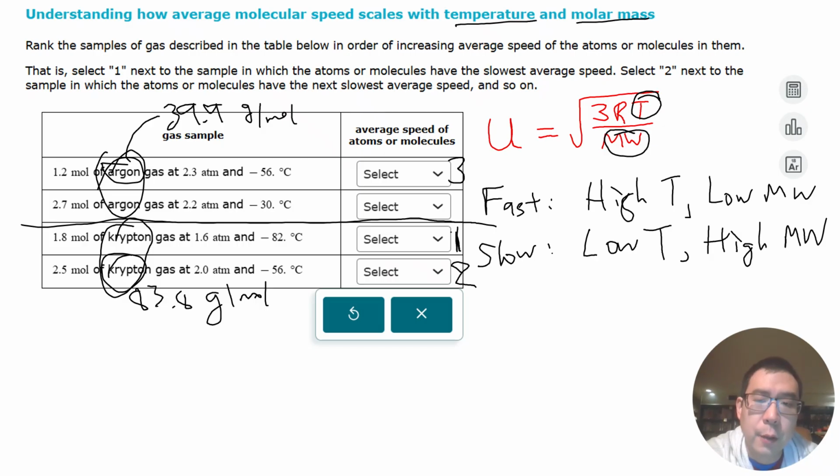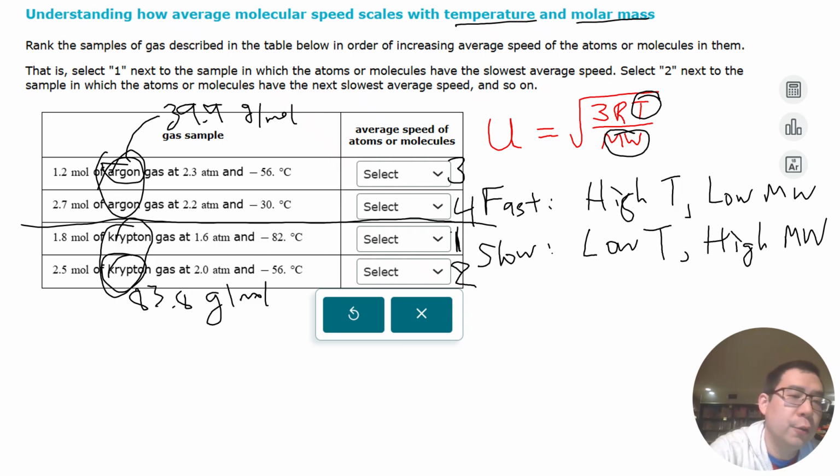This one's probably going to be number 3. Let's compare it to the other one. The other one is negative 30, so higher temperature, light gas. That's the high temperature light gas. That's going to move the fastest. That's number 4.